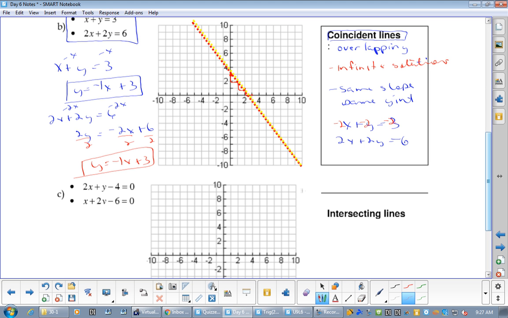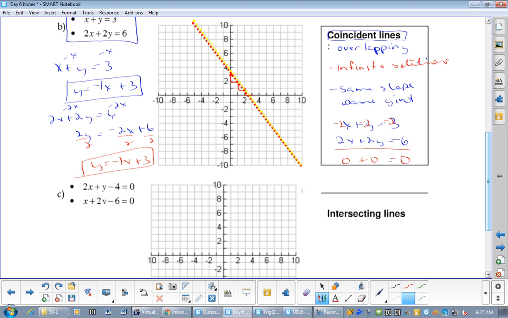So what do we get? 0 plus 0 equals 0. So I want you to be able to see that. If you got 0 equals a number, probably parallel lines. If you got all zeros, that means everything canceled.